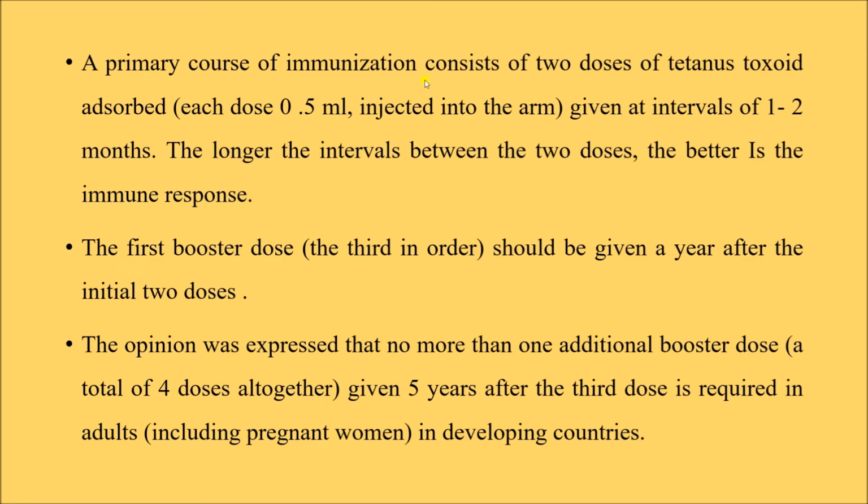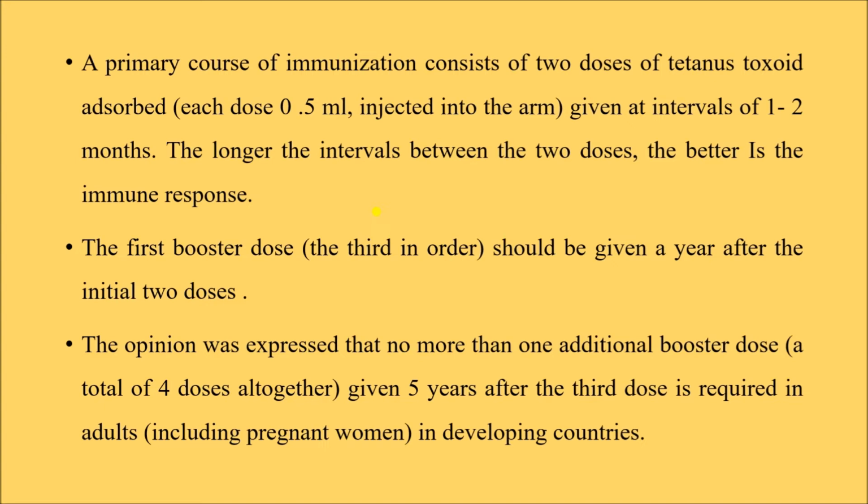A primary course of immunization consists of two doses. So the person should receive two doses, 0.5 ml each dose, injected in the arm, given intramuscularly at the interval of 1 to 2 months. So ideally 4 weeks. The longer the intervals between the two doses, the better is the immune response. This is also very important.